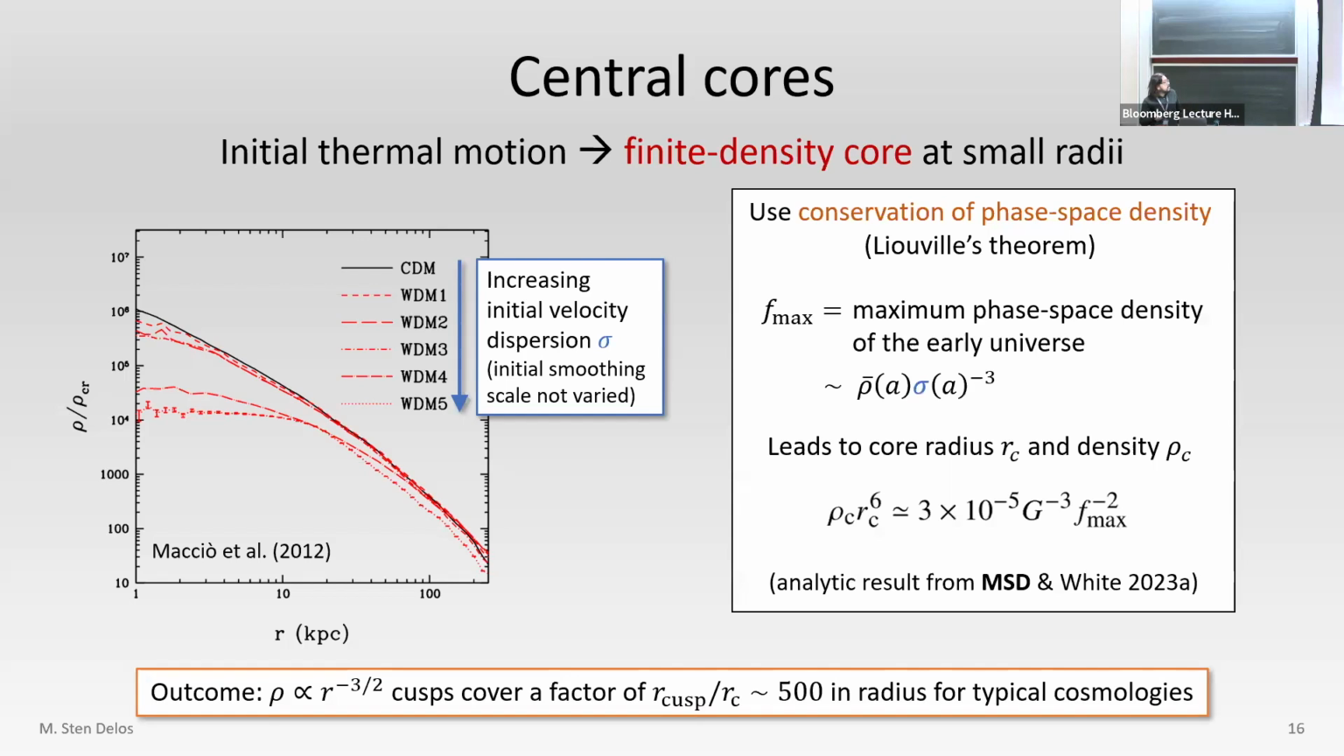Now you can predict this analytically using conservation of phase space density. There is some maximum phase space density set in the early universe. Roughly speaking, it's the density of the dark matter divided by its volume in velocity space. If you ask when this density would get exceeded inside the center of a density cusp at late times, this gives you a prediction for the core radius and the core density, which looks like this. Doing this calculation explicitly for some cold and warm dark matter models, you find that typically the prompt cusp covers about a factor of 500 in radius between the outside of the cusp and the central core.